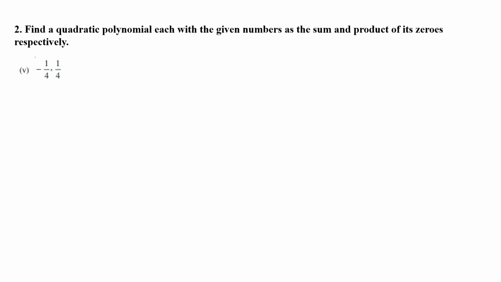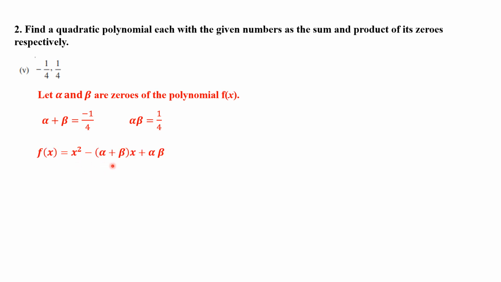Now next, here if you see sum of the zeros is given as minus 1 by 4 and product of the zeros are given as 1 by 4, right? So I will assume let alpha and beta are the zeros. So alpha plus beta is minus 1 by 4. Alpha into beta is 1 by 4. Now the quadratic polynomial will be x square minus sum of the zeros times x plus product of the zeros. So which is equal to x square minus 1 by 4 times x plus 1 by 4.